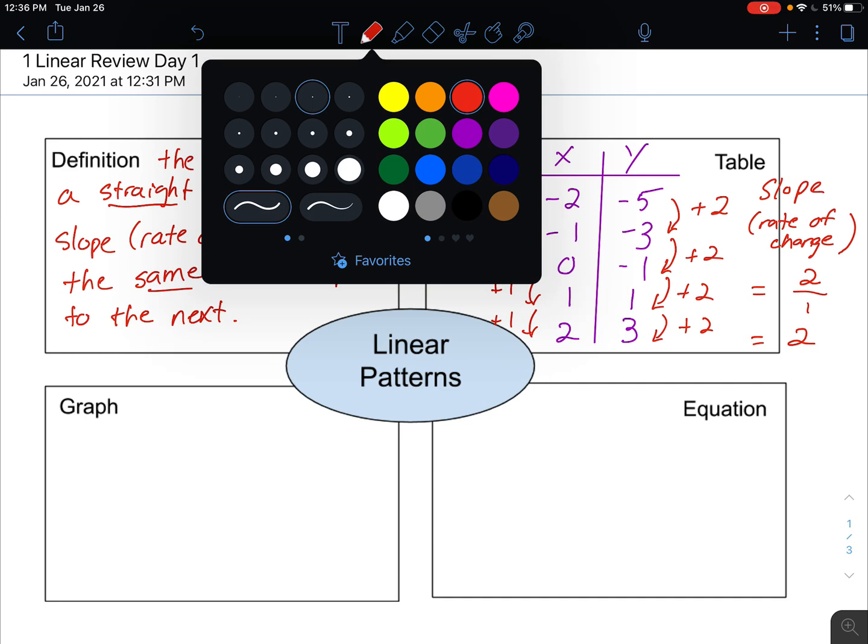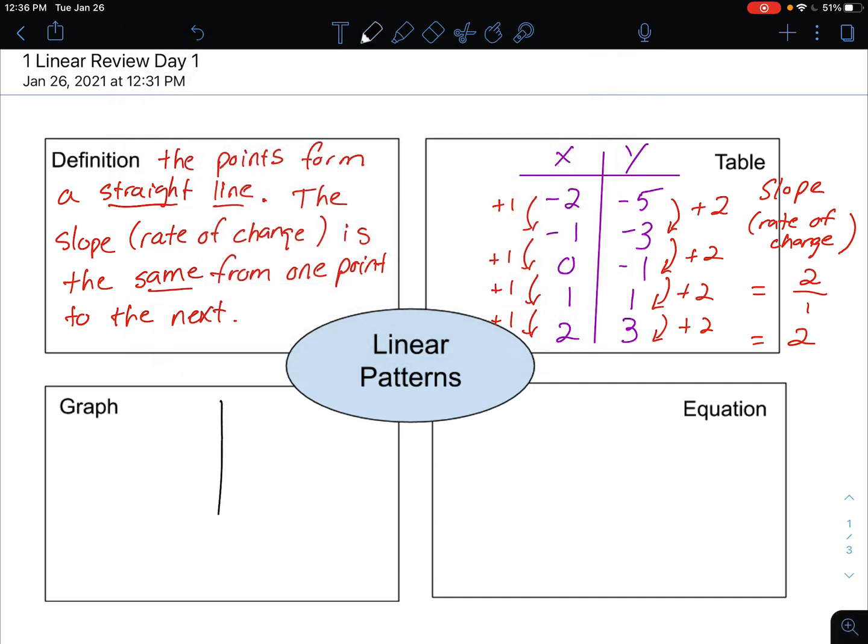All right, let's take a look to see how that shows up in a graph. So let's make a Y-axis here. Let's see if I can get it to make a straight one for me here. There we go. Just do your best little sketch here.